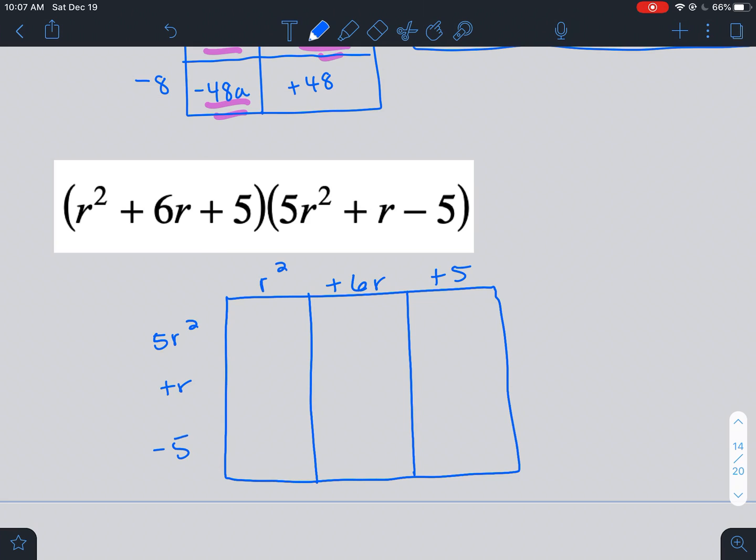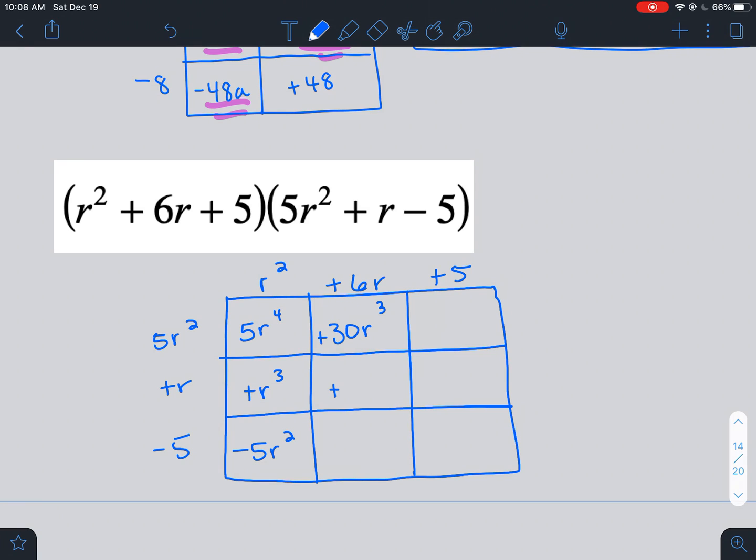So I got 3 columns. And then I've got 5r squared plus r and minus 5. I've got 3 rows. And now I'm going to multiply everybody. 5r squared times r squared is 5r to the 4th. R squared times r is r cubed. R squared times negative 5 is negative 5r squared.